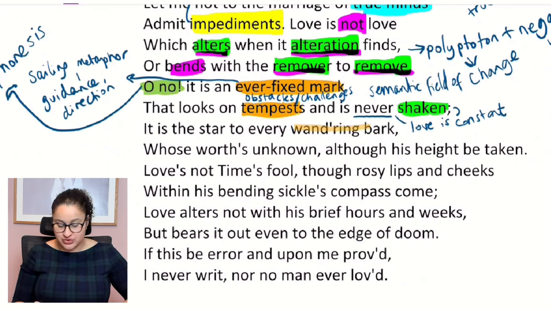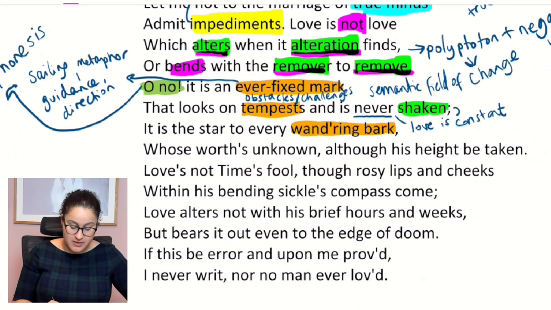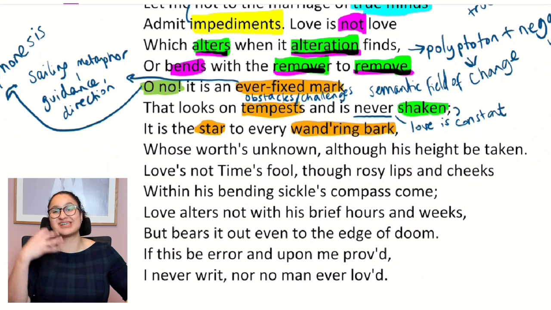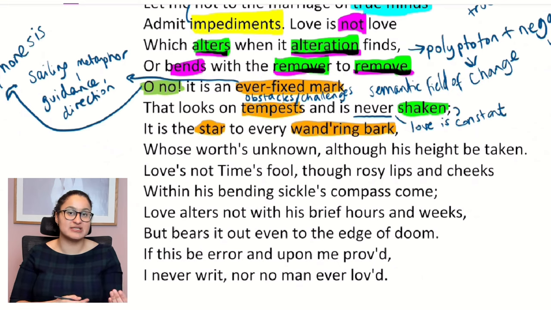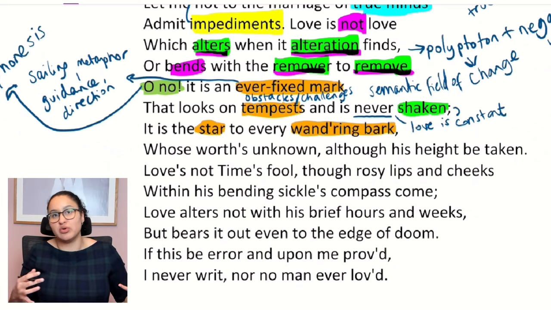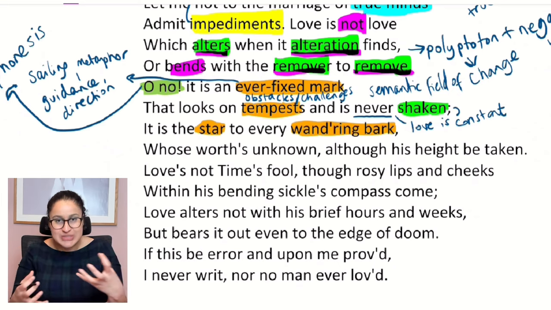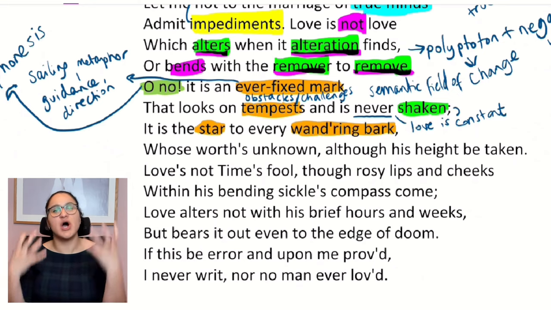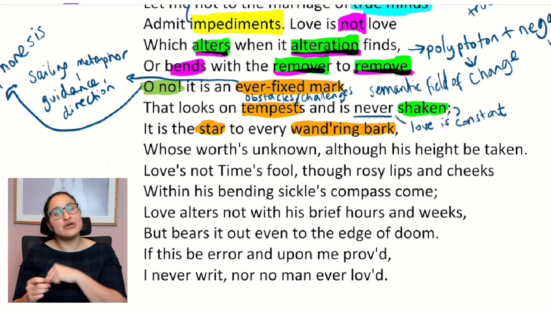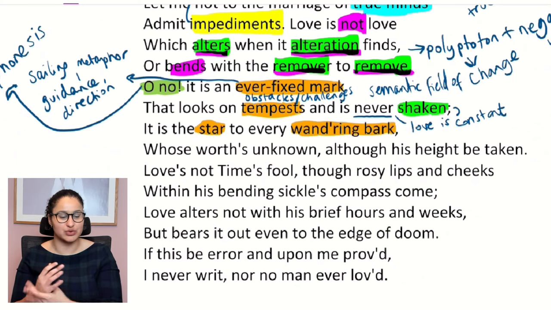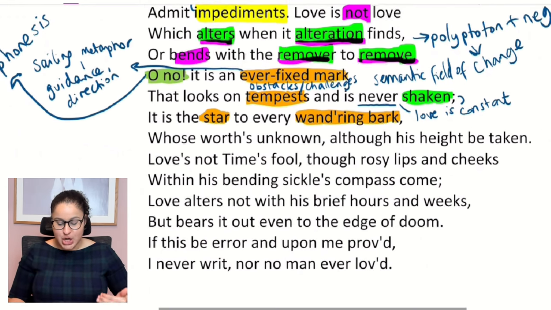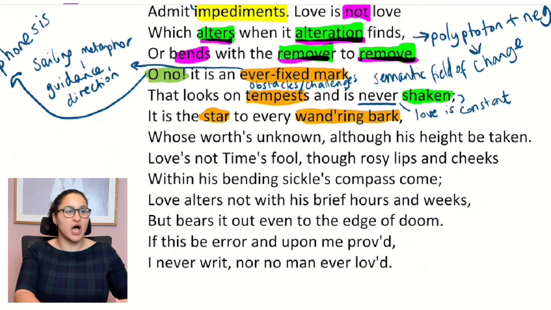So the fact that it's wandering suggests that it's lost. So it's a lost ship. It is a star to every lost ship. So it's a guide to someone who is lost. So the wandering bark in this metaphor is arguably people. So it gives support, it gives purpose, it gives guidance to people who are lost. He also then looks at the star metaphor from a slightly different angle, not so much a sailing angle, that really speaks as well to the power of love, because he says, whose worth's unknown, although his height be taken.